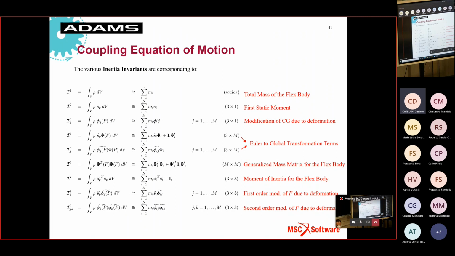But it is up to you to decide the level of accuracy. You are completely free to decide which invariant you want to activate or deactivate. This gives the Adams user a great advantage because you can perform optimization and debugging of your model using a very efficient method, and when you are at the end of your design, you can activate also the other invariants.